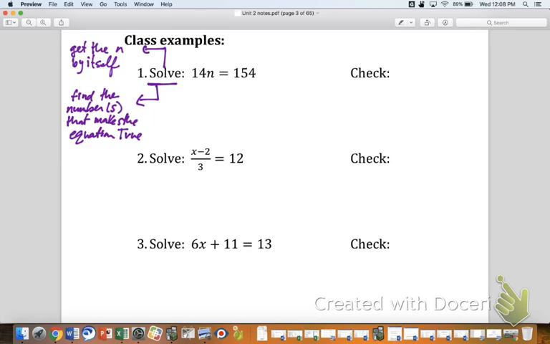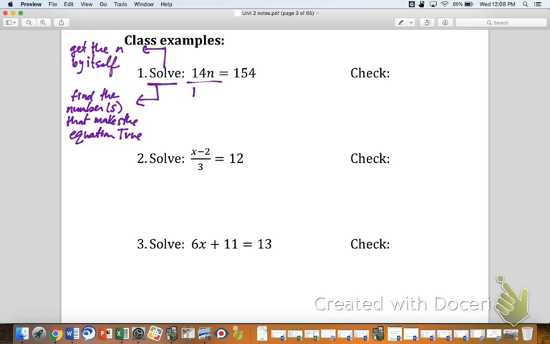So if I look at a question like number 1, it says solve 14n = 154. This is where all those properties that you put on your posters will come back to help you. How is the 14 attached to the n? Because the n is not by itself, right? It's attached by multiplication. What is the inverse of multiplication? Division. So the way that I get rid of the 14, and here's what I want you to show. I hope that you're paying attention because I will definitely be looking for this.